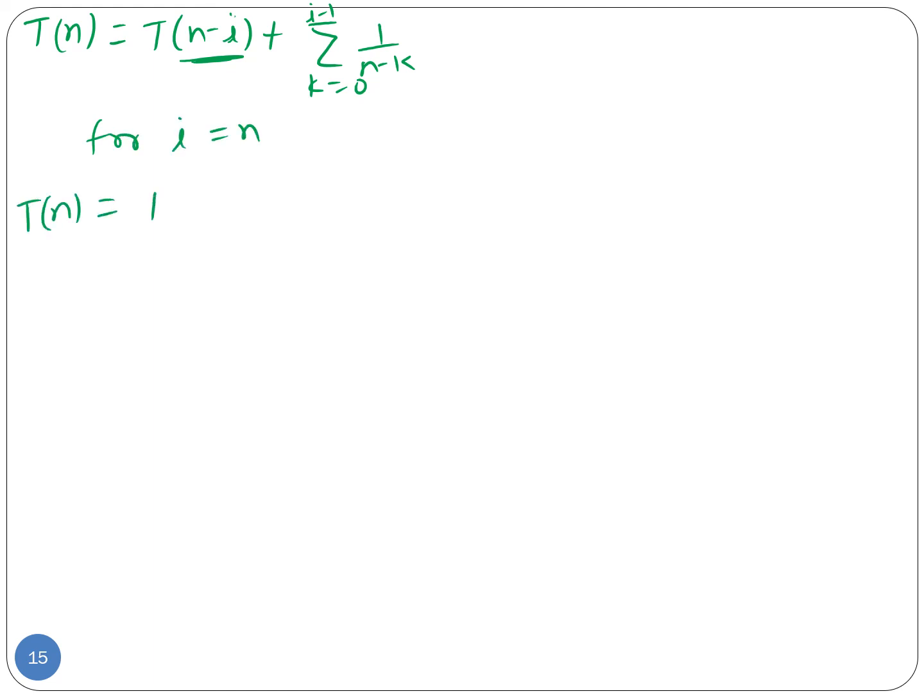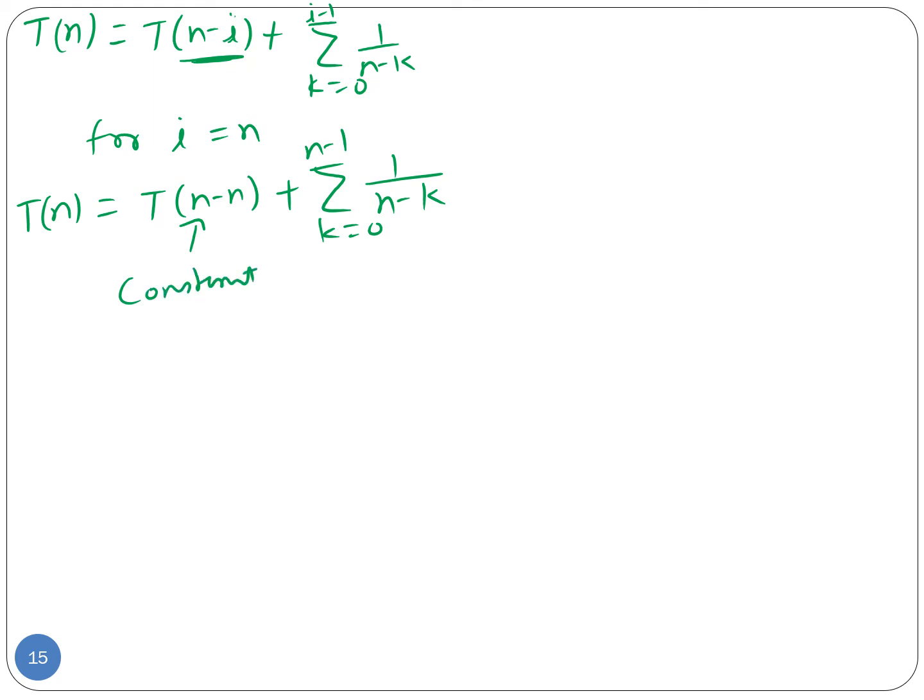So we had T of n is equal to T of n minus i plus the summation for k equal to 0 to i minus 1 of 1 over n minus k. Notice that this recurrence will stop when i is equal to n, so that this value goes down to 0. Substituting i is equal to n, we get T of n is equal to T of n minus n plus the summation for k equal to 0 to n minus 1 of 1 upon n minus k. This is T of 0, which is going to be constant.